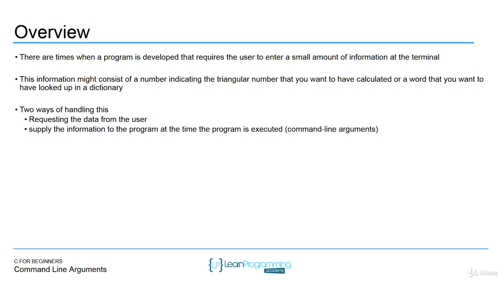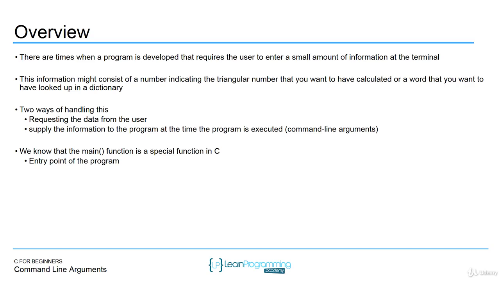And so, like I said, you could do this one of two ways. You can either request the data from the user, and we're going to talk about that in upcoming lectures, or you can supply the information to the program at the time the program is executed. And this is what is referred to as command line arguments. Passing data to your program via the command line when the program is run.